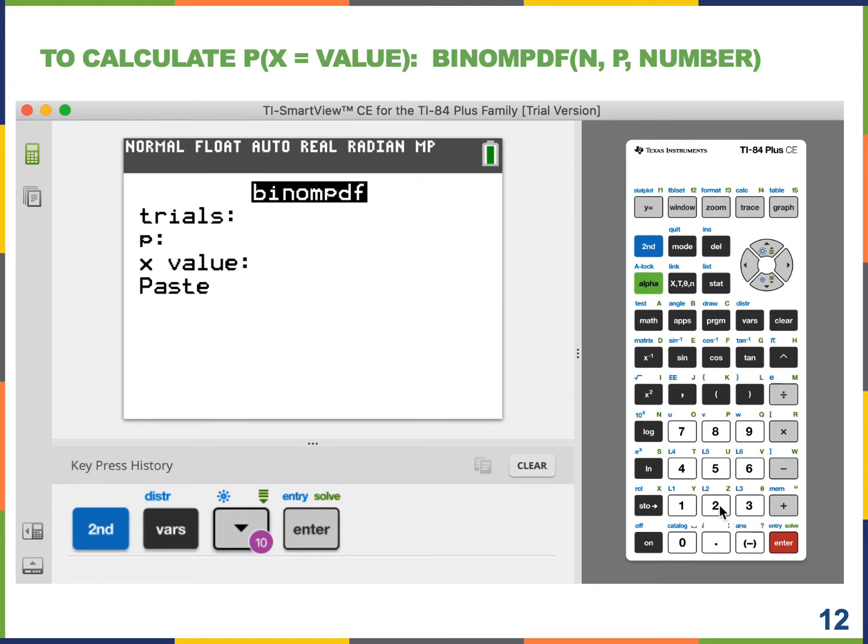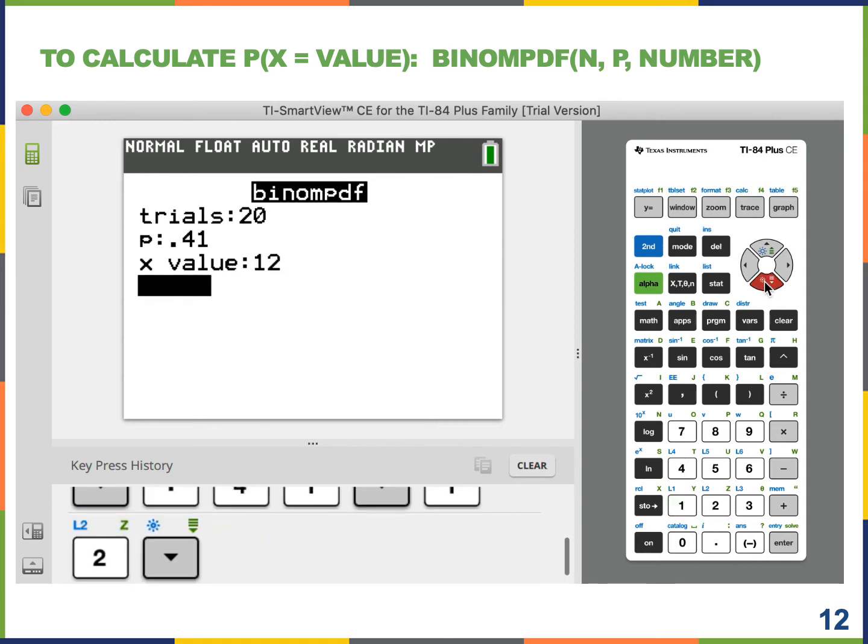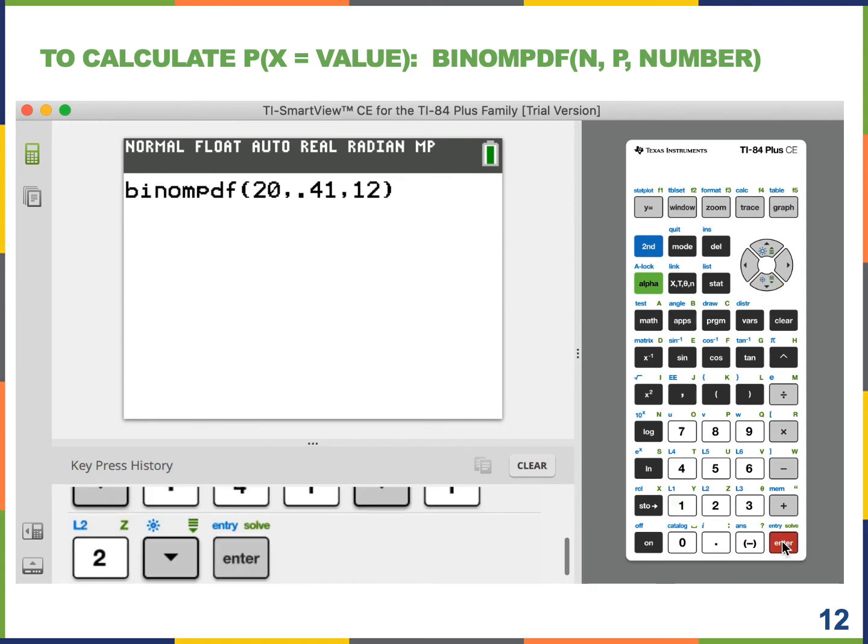So we enter the same information. There's 20 trials, right? Our P is 0.41, and then the X value that we're trying to find is 12. So you hit enter, and then paste, and hit enter again, and that's it. So that's 0.0417. Okay, so that's it for that. So let's go ahead and try that on video.